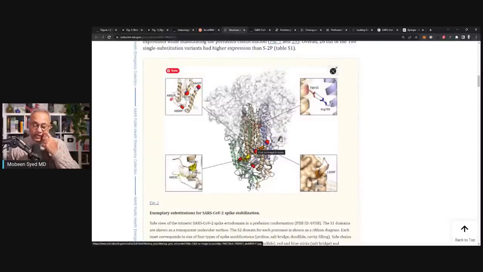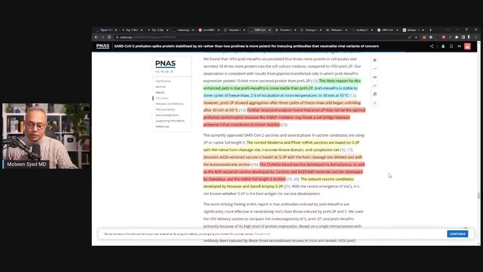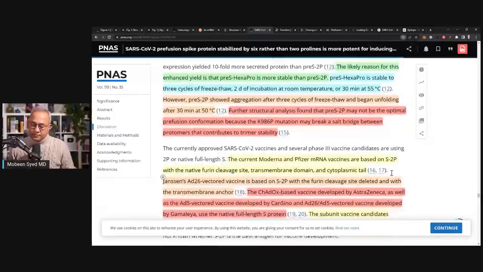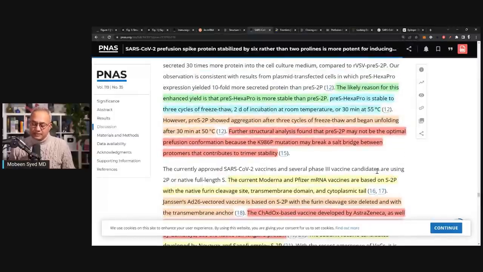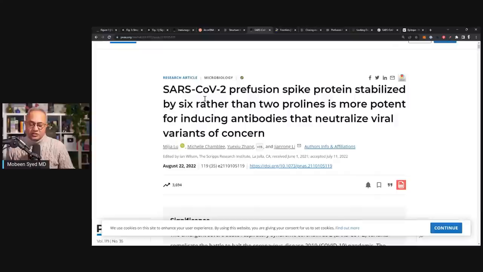We just saw that there are many kinds of changes that can be done in the vaccines. Let's look at what kind of vaccines have what kind of changes. And this is that HexaPro discussion. So if you see here, HexaPro. This is a study where, if I can go up to the top for a second, the researchers are saying SARS-CoV-2 pre-fusion spike protein stabilized by six rather than two prolines is more potent for inducing antibodies that neutralize viral variants of concern. So this is another group of researchers coming in saying, hey, you know what?